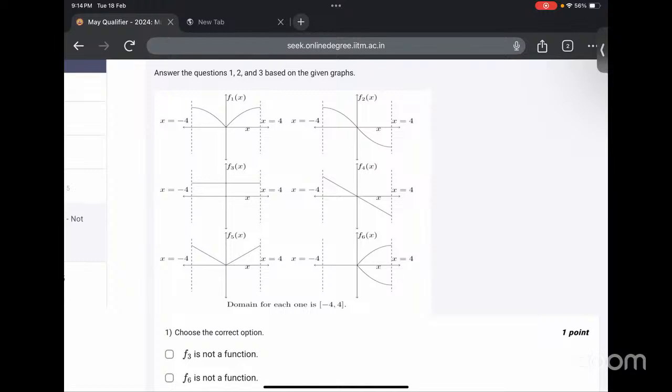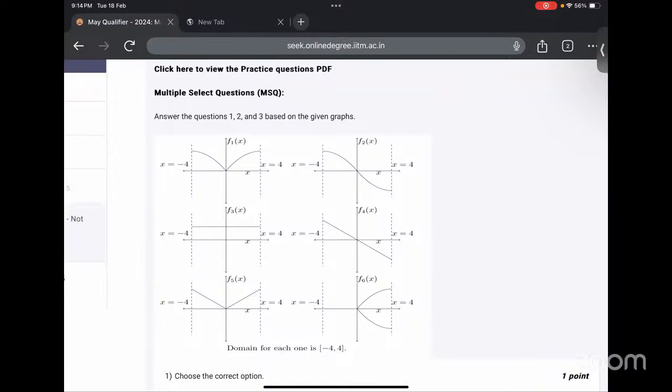Then also it is a 1-1 function. How can that be, ma'am? Because there's a curvature. You just draw any horizontal line. It will cut at only one point, right?